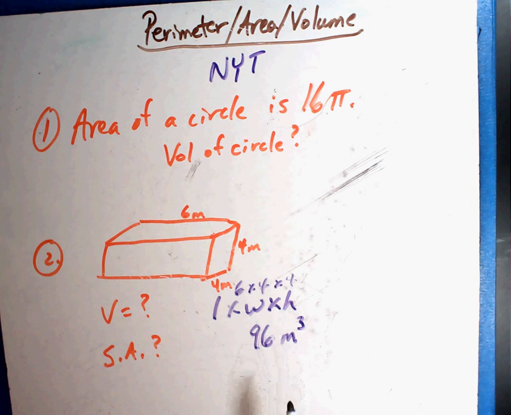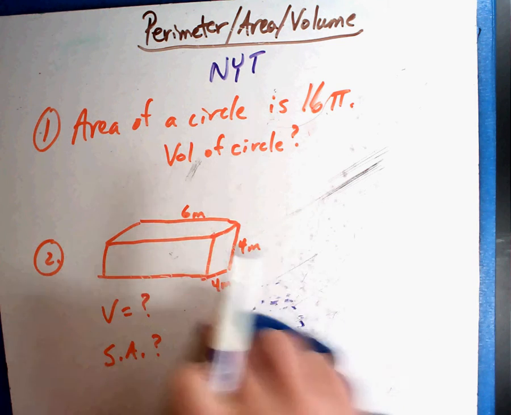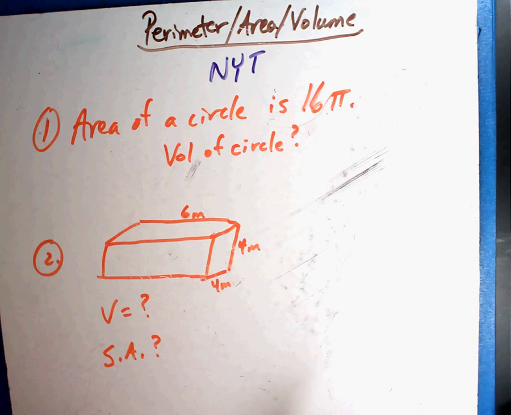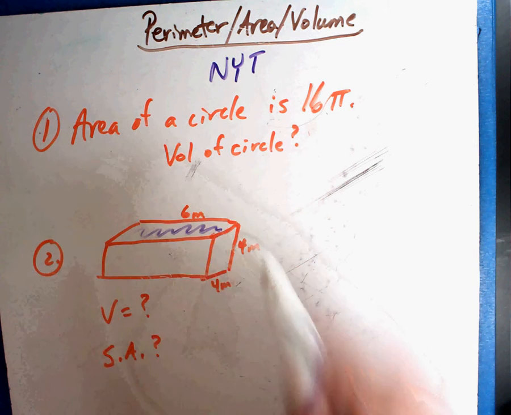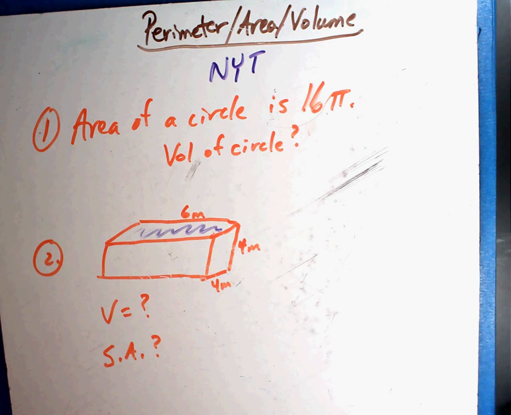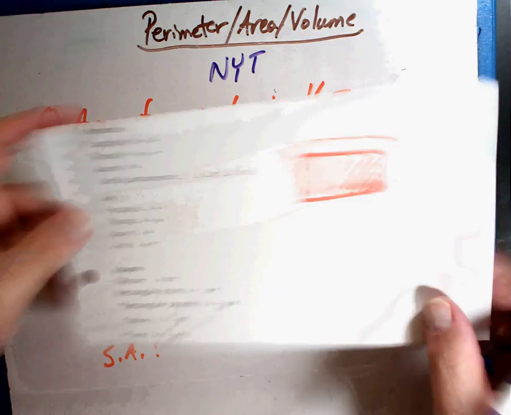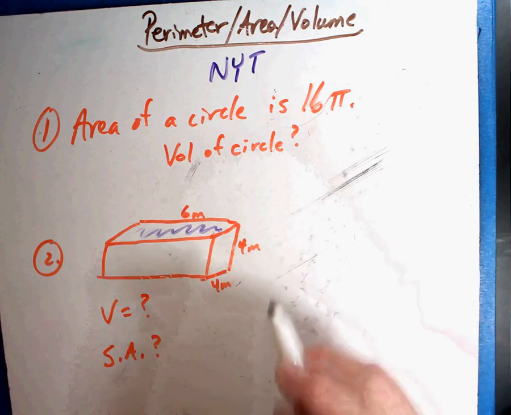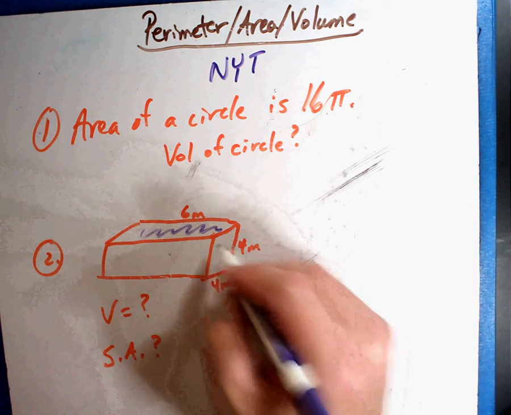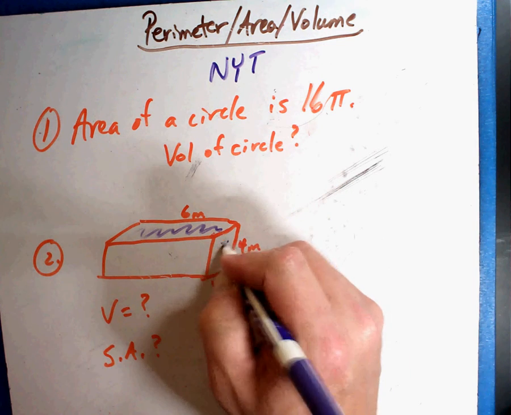But when it asks for surface area, you've got to think about something very different. I'm going to paint the outside of it. So that means I've got to paint this side. Well, if I want that, that's an area. So the formula for the area of a rectangle is length times width, right there. So that's easy math. 6 times, well, if all of these are 4s, then that's also a 4.